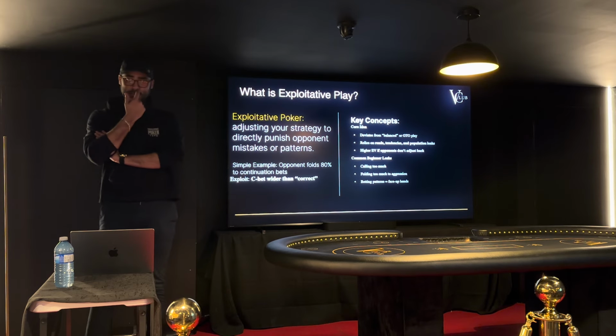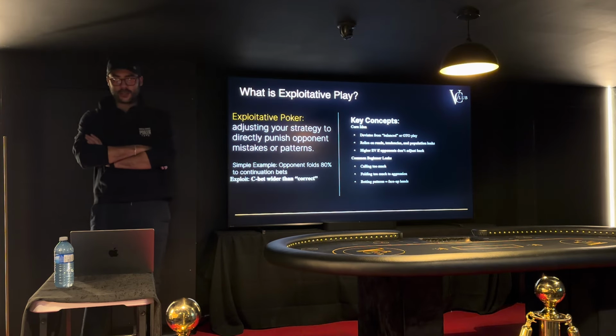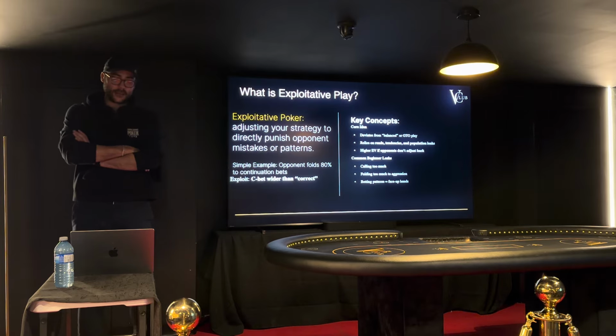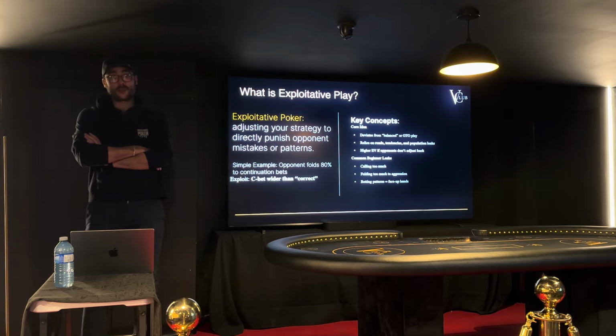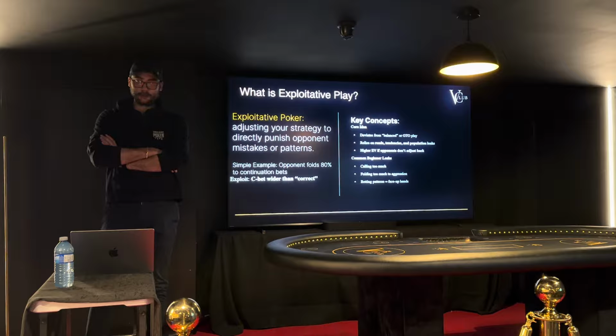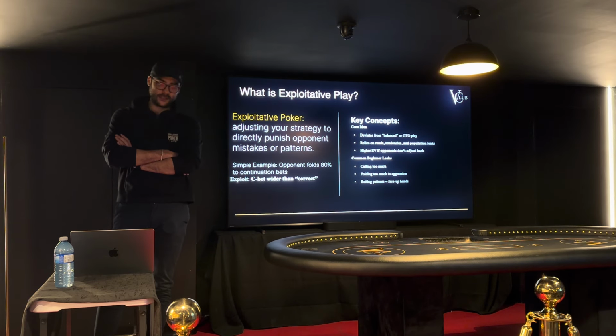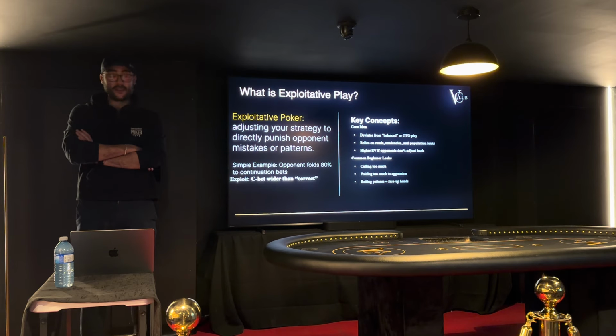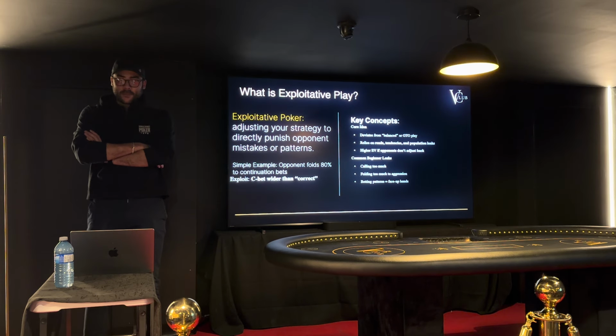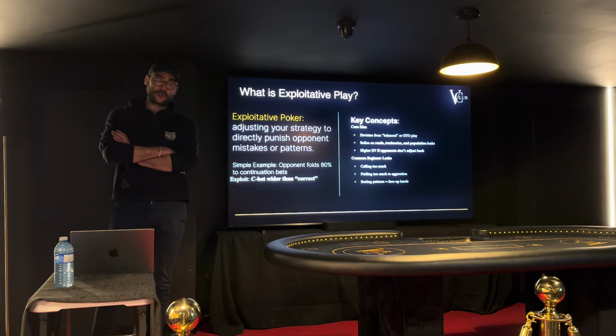It relies a lot on reads, so live tells, tendencies, and general population leaks. And it could be higher EV if the opponents you're playing with don't adjust back. That's a really important thing as well. Some common beginner leaks are calling too much. I think everybody's seen this when they've played live, and they've probably done it themselves. I've done it. Also folding too much to aggression, betting patterns, and face-up hands.